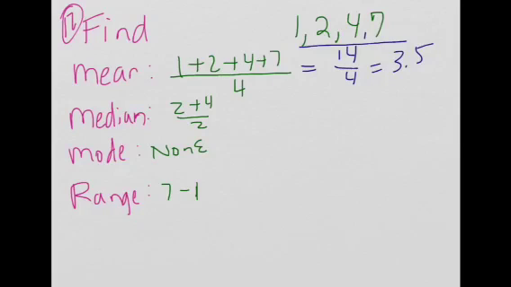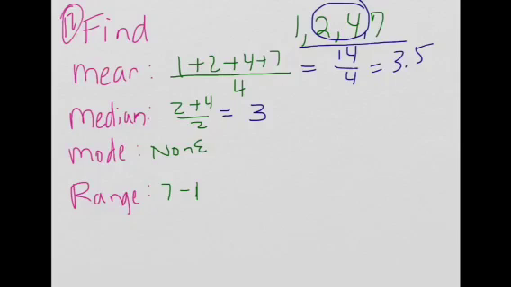To find our median, we put our numbers in order from least to greatest, and then we take our two middle numbers, add them together, and divide by 2. So our median is going to be 3. We needed to do that because we had an even number of numbers of data in our set.